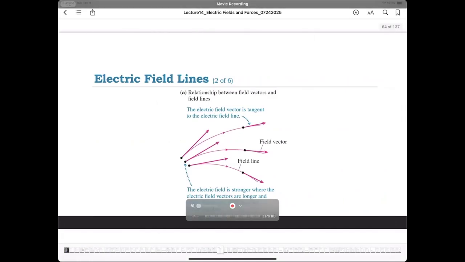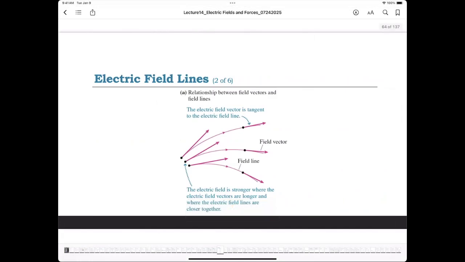The electrical field lines represent the relationship between field vectors and the field. This diagram shows the relationship between field vectors and the field lines. You can see the electrical field vector is tangent to the electrical field line. Yeah, it's tangent. Does it make sense to you? The electrical field is stronger where the electrical field vectors are longer and where the electrical field lines are close together, which means the electric field is stronger. Does it make sense to you?